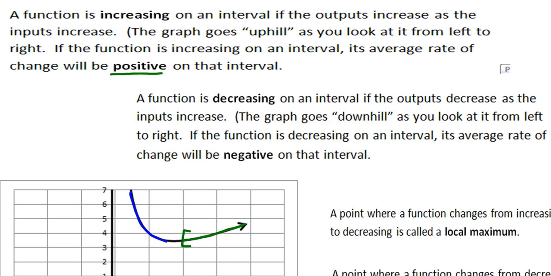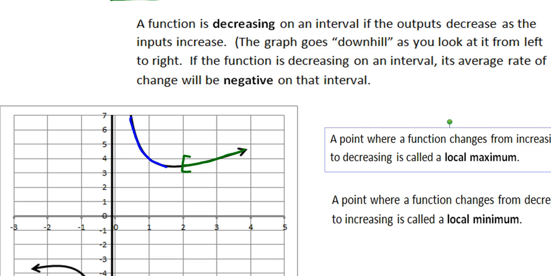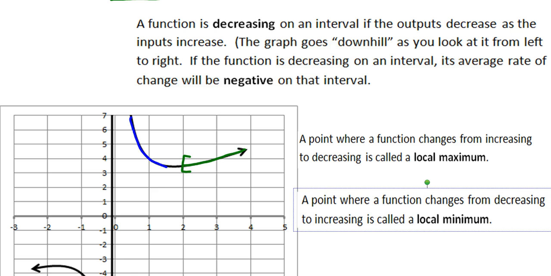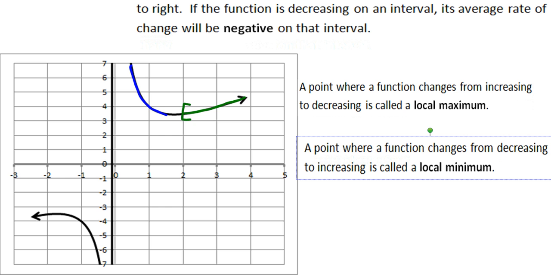And then a couple other definitions that will come up now and then. The point where a function changes from increasing to decreasing is called a local maximum. So, get this up here a little higher. So if we have a function that is first increasing and then goes from increasing to decreasing, the point where that change occurs is called a local maximum.